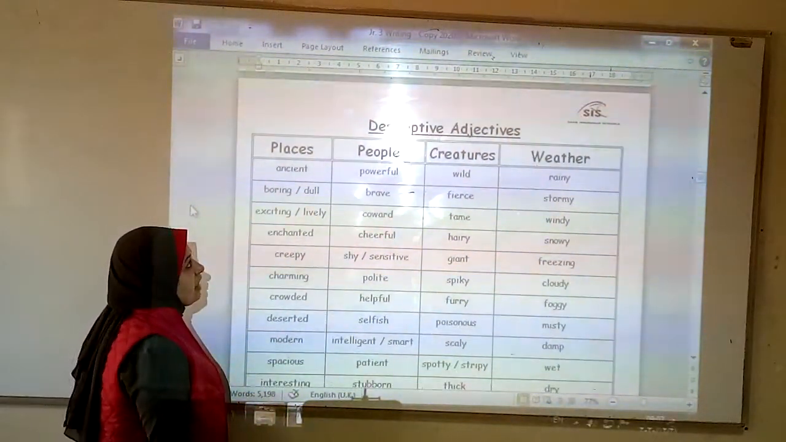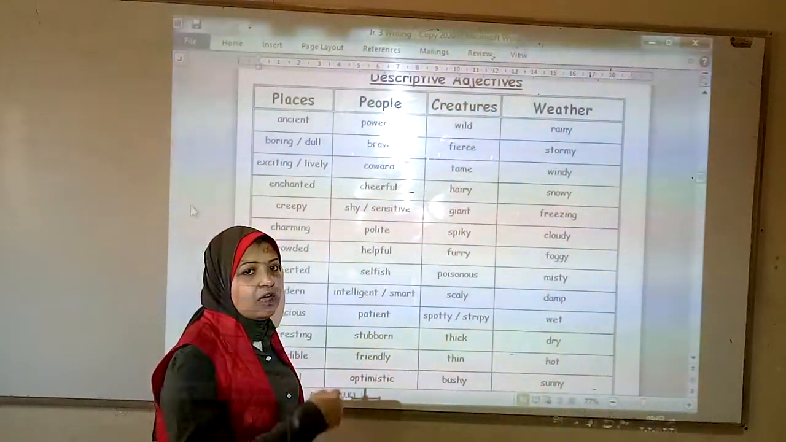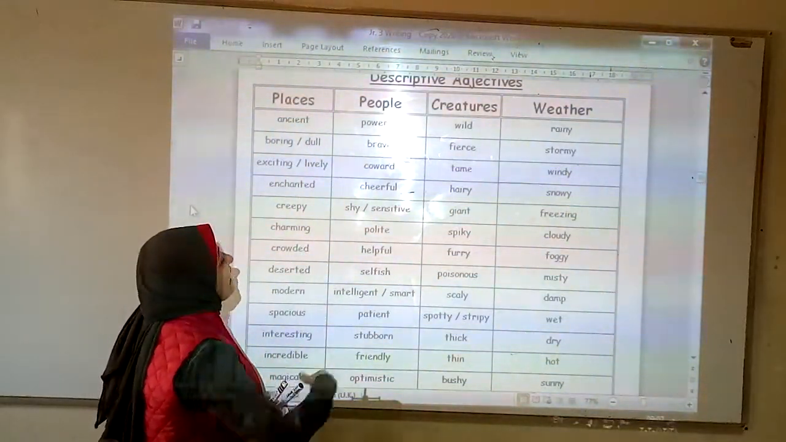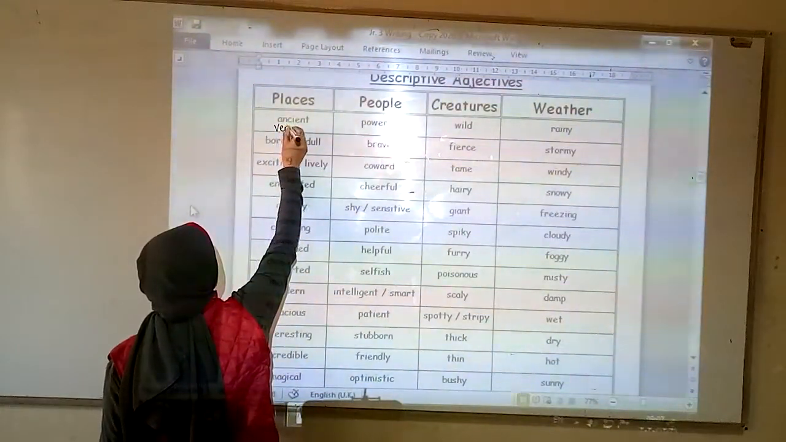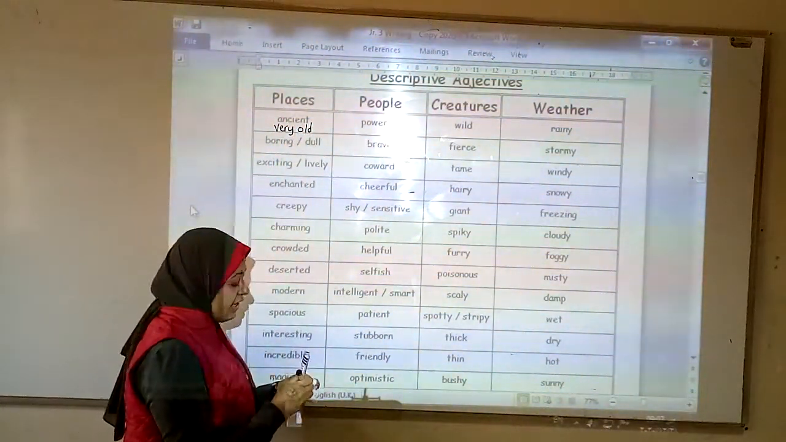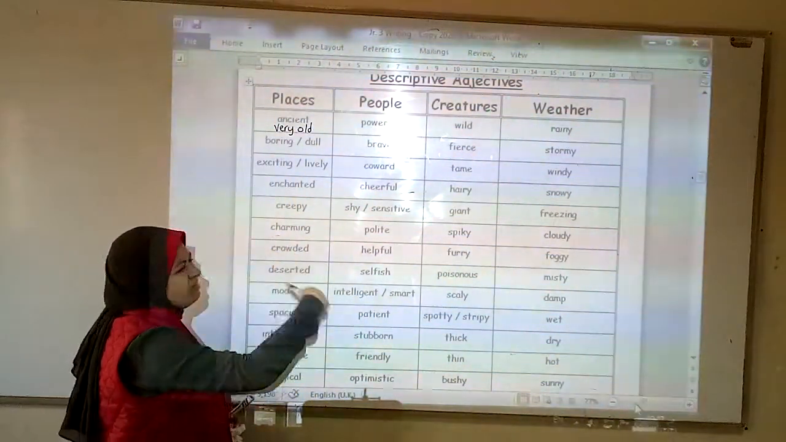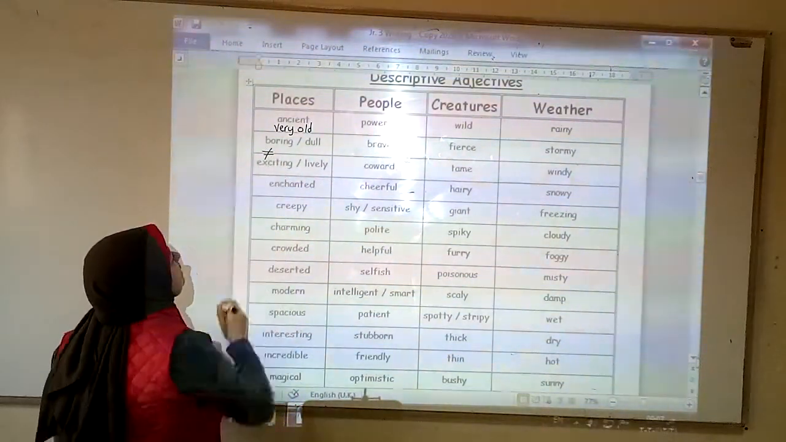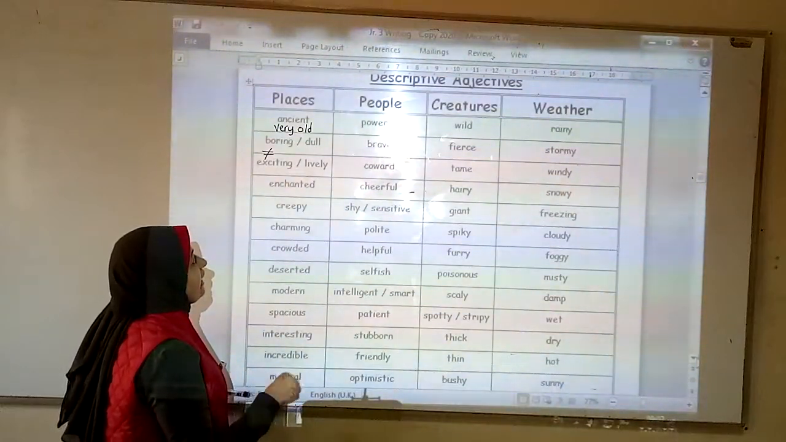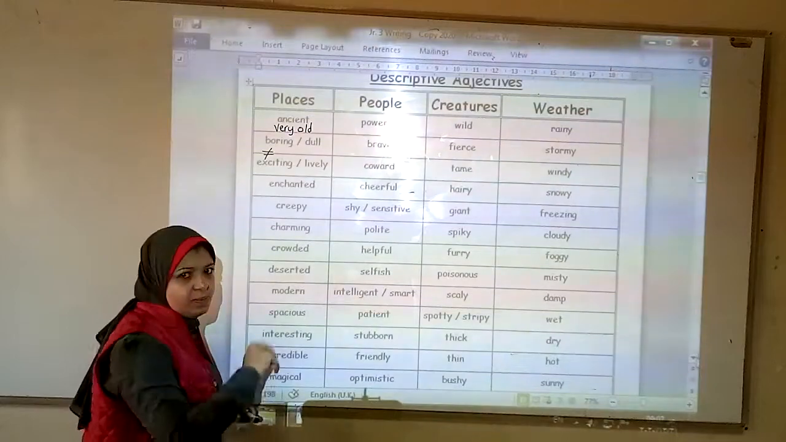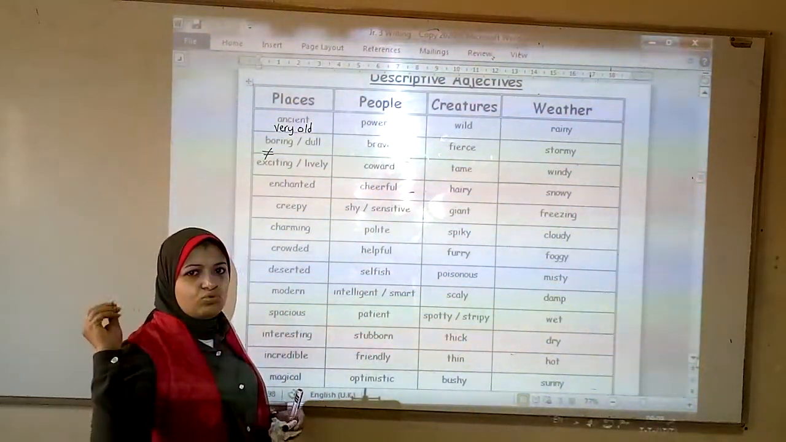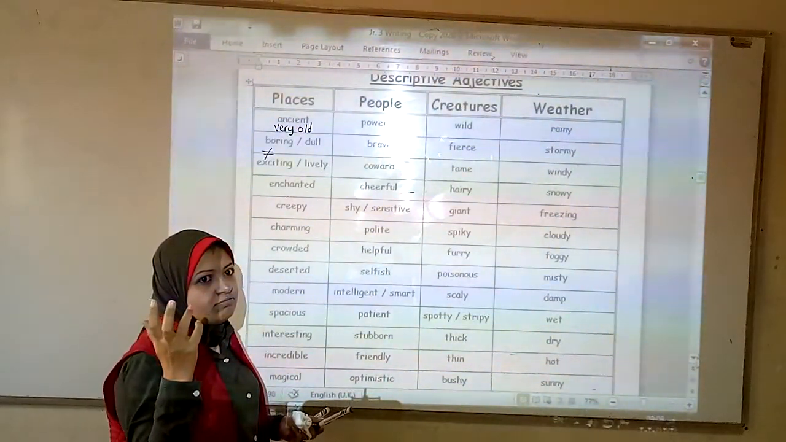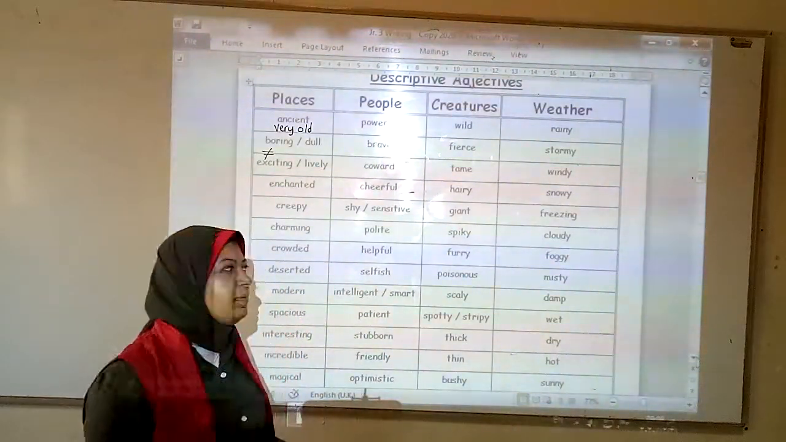Now we are going to discuss some descriptive adjectives that may help you while writing your paragraph. If we are describing a place, we can say about it, it's ancient. What do we mean by ancient? We mean very old. Next, boring or dull. It's not exciting at all, it's boring. Exciting and lively, this is the opposite of boring or dull. Enchanted means like with a spell or a magician, something to enchant and to make it a little bit magical.